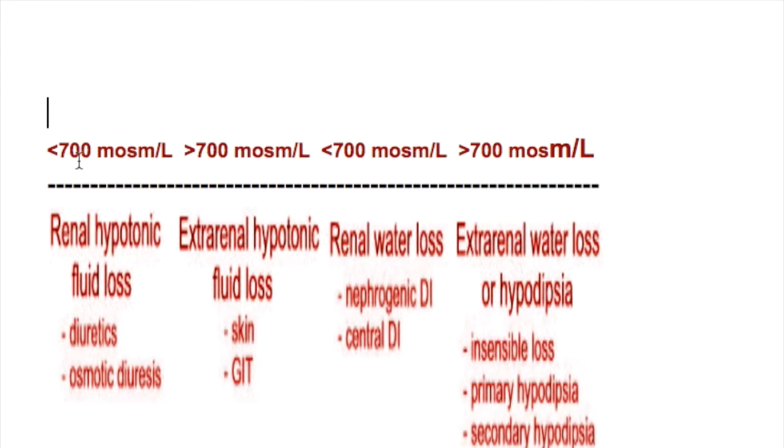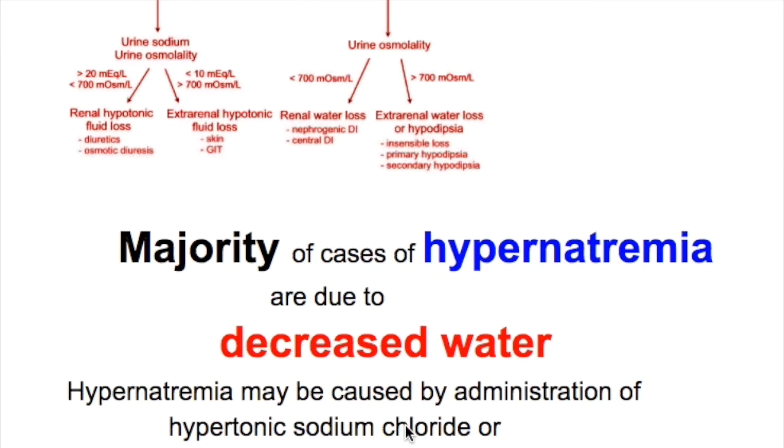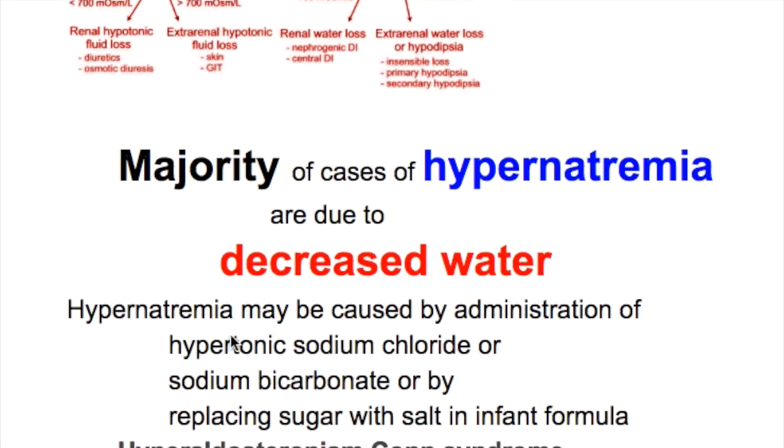And how is the urine in renal and extrarenal causes? Urine osmolality is less than 700 milliosmoles per liter in renal causes, as in diuretics and diabetes, and if more than 700 milliosmoles per liter, it is extrarenal fluid loss, skin and GIT. In a pure water loss renal form, it's less than 700 milliosmoles per liter, as in nephrogenic and central diabetes insipidus. And if it's more than 700 milliosmoles per liter, then it's due to insensible loss from skin, primary hypodipsia or secondary hypodipsia.